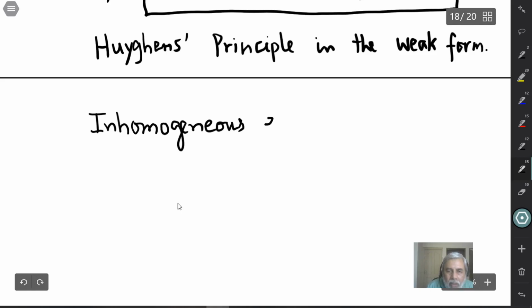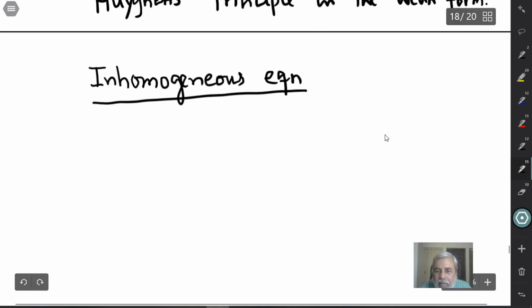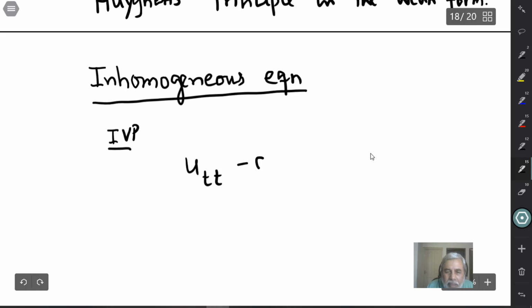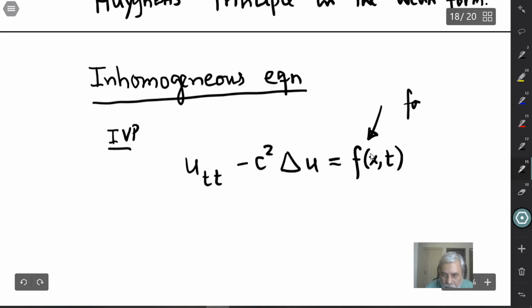So if you recall, in the first part of this course, we have done this in detail for the one-dimensional wave equation, and the same principle holds here. So again IVP, u_tt minus c squared Laplacian u equal to, now take a function f. This is usually called the forcing term or inhomogeneous term.